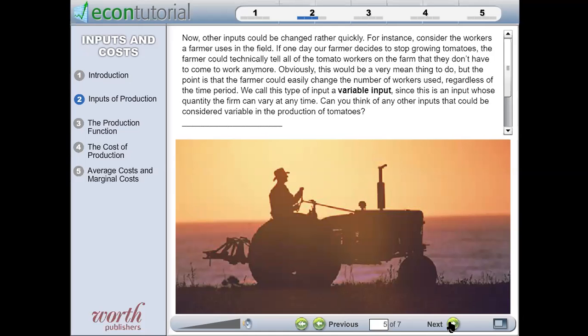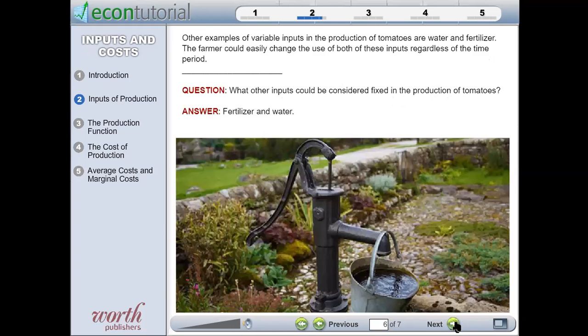You can always change your variable input. You can tell the laborers not to come to the farm, or you can hire more laborers if the necessity comes to that. Obviously, this would be a very mean thing to do. But the point is that the farmer could easily change the number of workers used, regardless of the period. So we call this type of input a variable input because you can change it. You have some kind of control over it. So we have two types of input so far. We have the fixed inputs and the variable inputs.